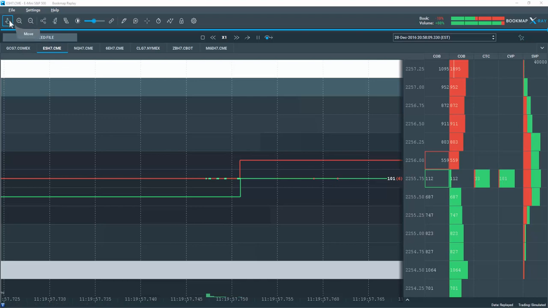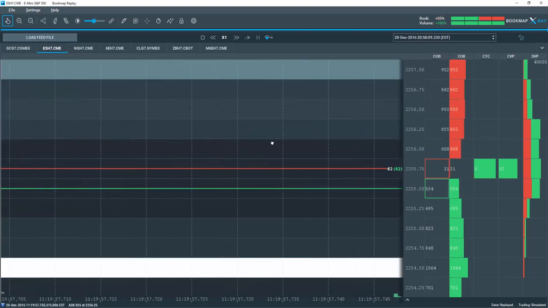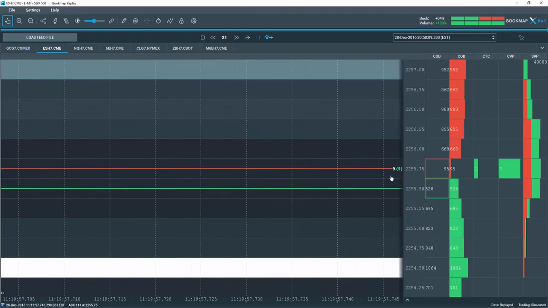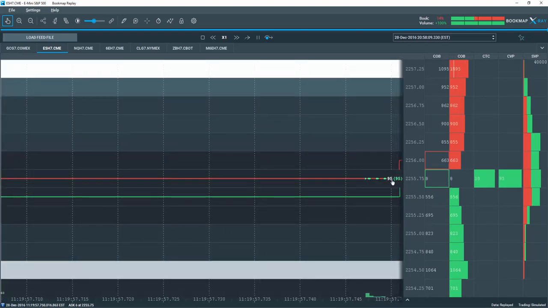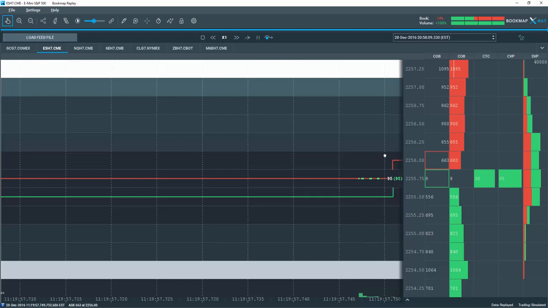Now I'm using the move tool here, and we'll scroll back and demo how this actually works. So last traded volume here was an aggregate of 9 total, and all of those 9 contracts were on the best offer. As I scroll forward, we see more volume that has traded on the best offer, and we're showing the aggregate. All of the volume here has traded on the best offer with aggressive market buy orders. 95 contracts total, and 95 of them were aggressive market buy orders.